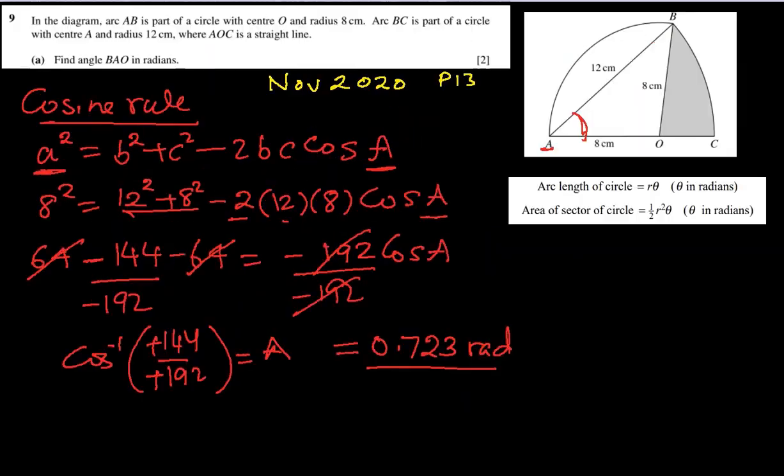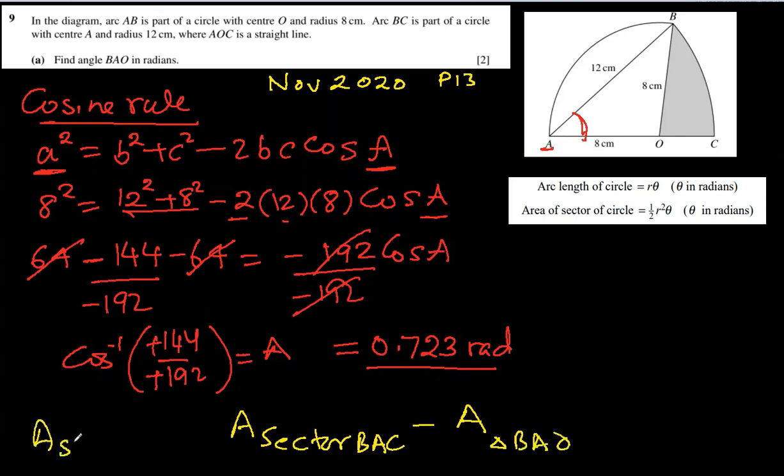Next part, find the area of the shaded region. In this case, let's focus on this sector, and out of this sector, if we remove this triangle, we'll be left with the shaded part. So basically, to find that shaded area, we have to find the area of the sector BAC, and we have to subtract the area of the triangle BAO. This will be the area of the shaded region.